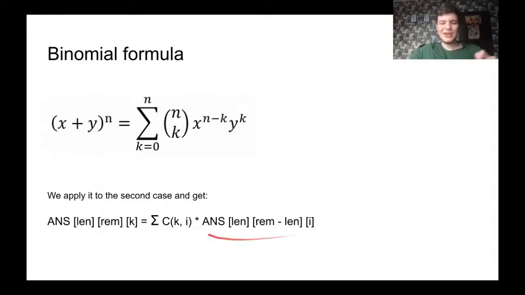So this way we reduce our answer from some k to a smaller k. And here we have some dimensions. And note that this loop is actually in O(k) time, because we need to go through all i's less than k.